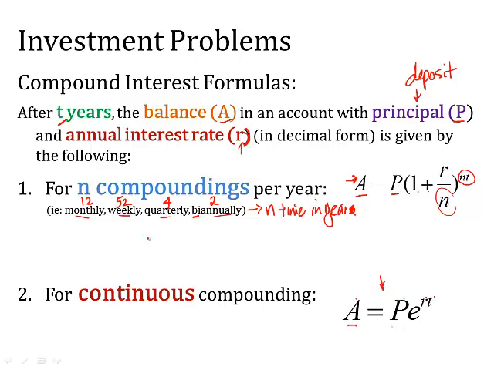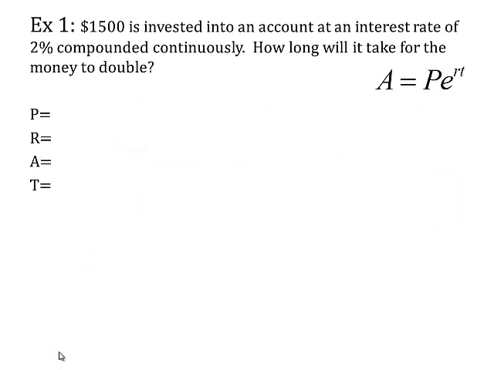All right, so let's try one. Number 1, $1,500 is invested into an account at an interest rate of 2%, compounded continuously. How long will it take for the money to double? Now, the fact that it says compounded continuously means I'm using this formula right here. Now I need to find my values. I call it the Pratt method. Principal. What's the principal? The amount I initially deposited in my account. Well, that's $1,500.